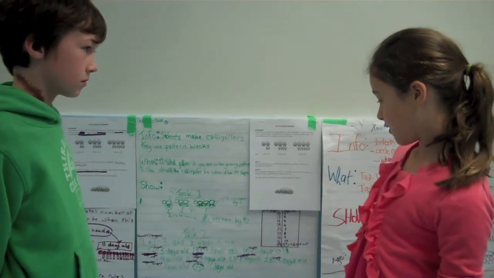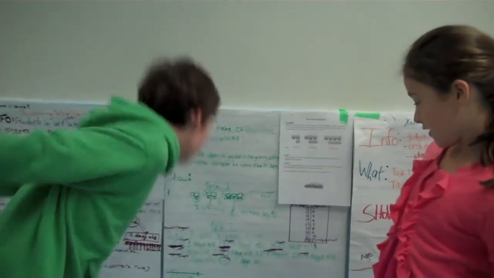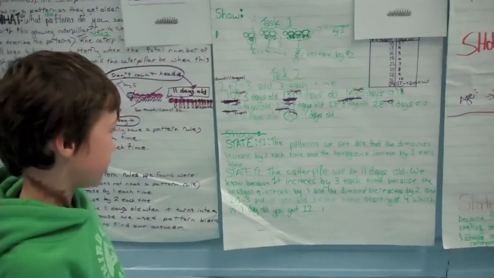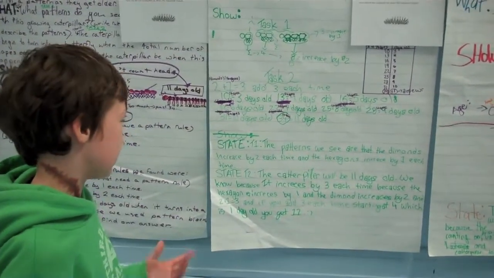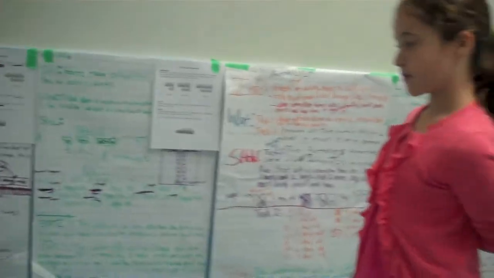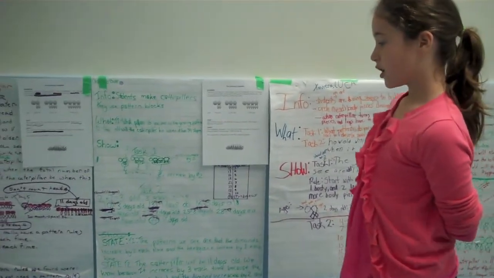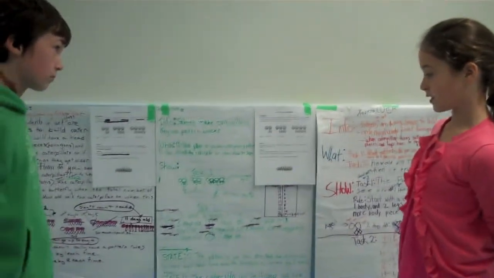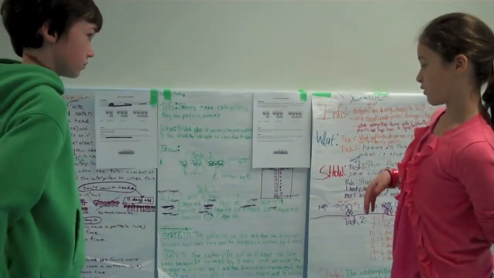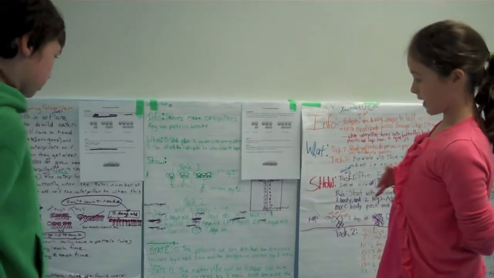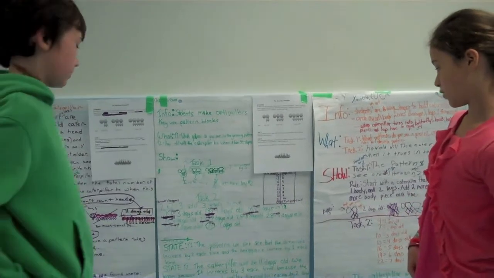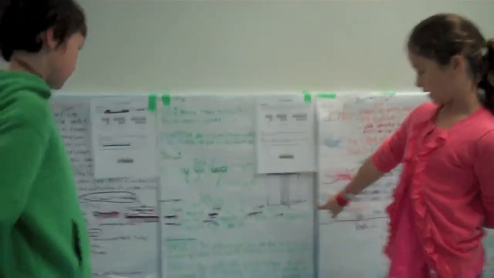And for the state, the patterns we used are that the diamonds increased by 2 each time and the hexagons increased by 1 each time. And then for task 2, we know that since the diamonds increased by 2 and the hexagons increased by 1, it will be a total increase of 3 each time. So we started from the 3-day-old point when it had 3 shapes, and we kept adding 3 until we got to 34, which was 11 days old, and we drew a table to show that.